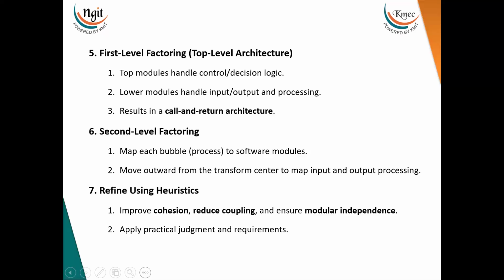Sixth point, second level factoring. Map each bubble or process to software modules. Then move outward from the transform center to map input and output processing. Last point is refine using heuristics, where we improve cohesion, reduce coupling, and ensure modular independence, and apply practical judgment and requirements.